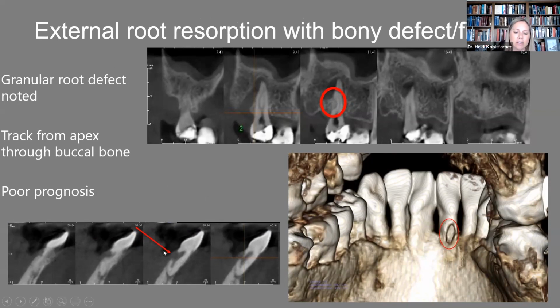I think that we can definitely use this for education, to show Mrs. Jones exactly what's going on. And it can also help us to determine whether this tooth is something that we can save or not. Obviously, these teeth have a poor prognosis.